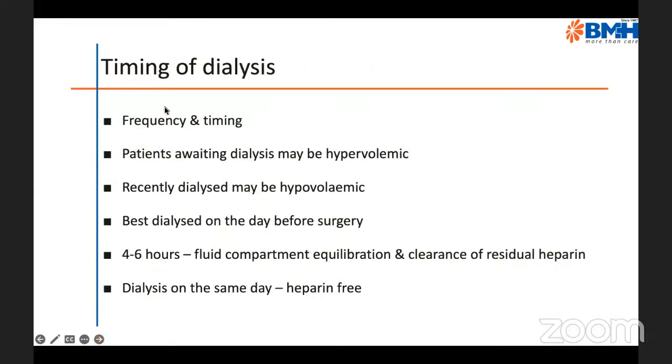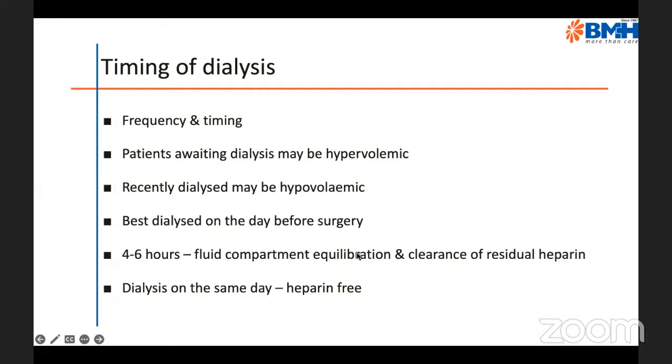And the timing of dialysis and the frequency has to be noted. Ideally, the patient has to be dialyzed on the previous day. It's best to dialyze on the previous day. Patients awaiting dialysis may be hypervolemic, and patients dialyzed recently, that is on the day of surgery, may sometimes be hypovolemic. Ideal time is 4 to 6 hours, which is best for the fluid compartment equilibrium and clearance of the residual heparin.